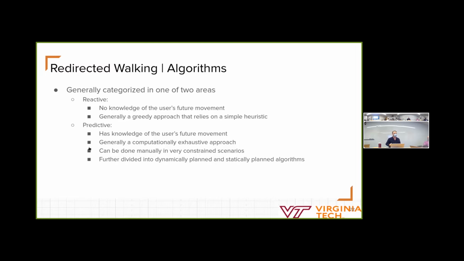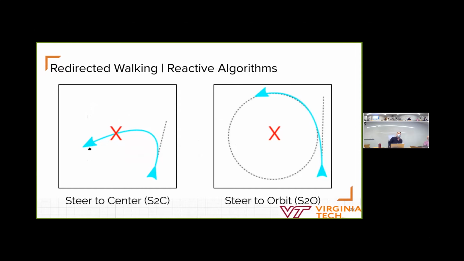Or maybe they're in a more constrained environment where we have some sort of prediction mapping to understand where they're probably going to go. These, when applicable, usually outperform reactive algorithms, but reactive algorithms are much more generalizable. They can be applied in any situation, although in some situations they're not going to be as effective as predictive algorithms. So for this work, I chose to focus on reactive algorithms and create a baseline from there. The two state-of-the-art reactive algorithms were steer to center and steer to orbit.